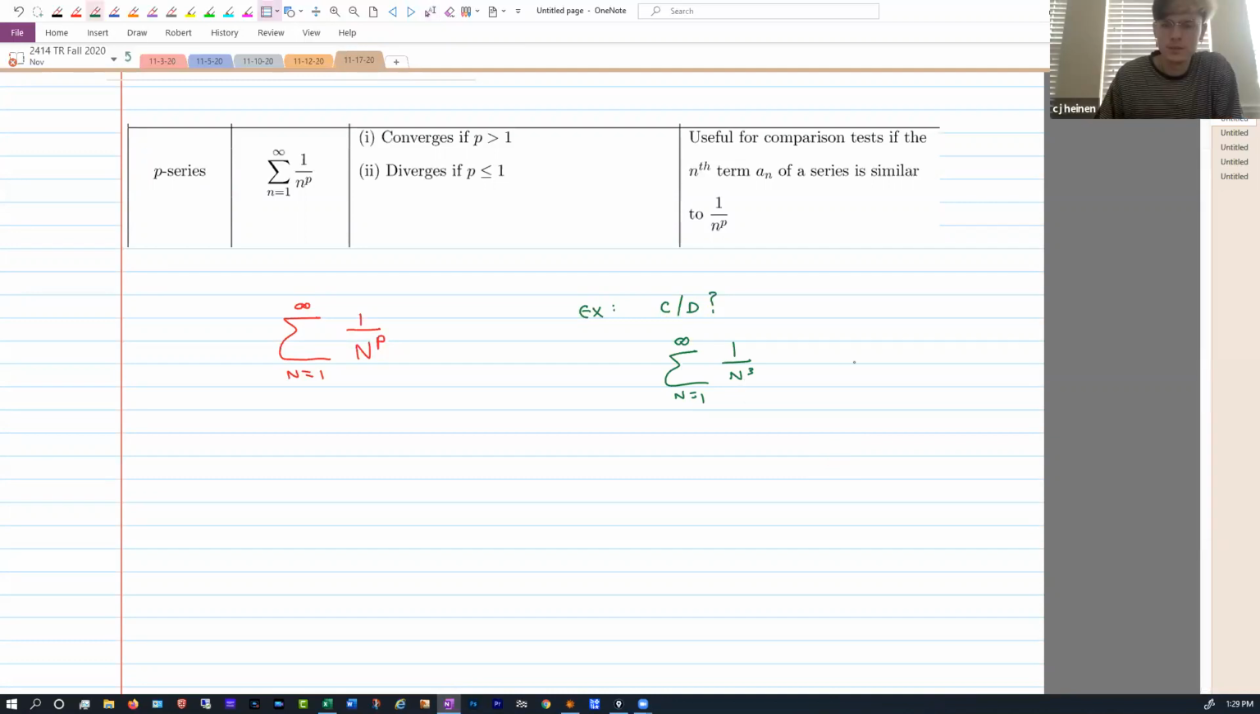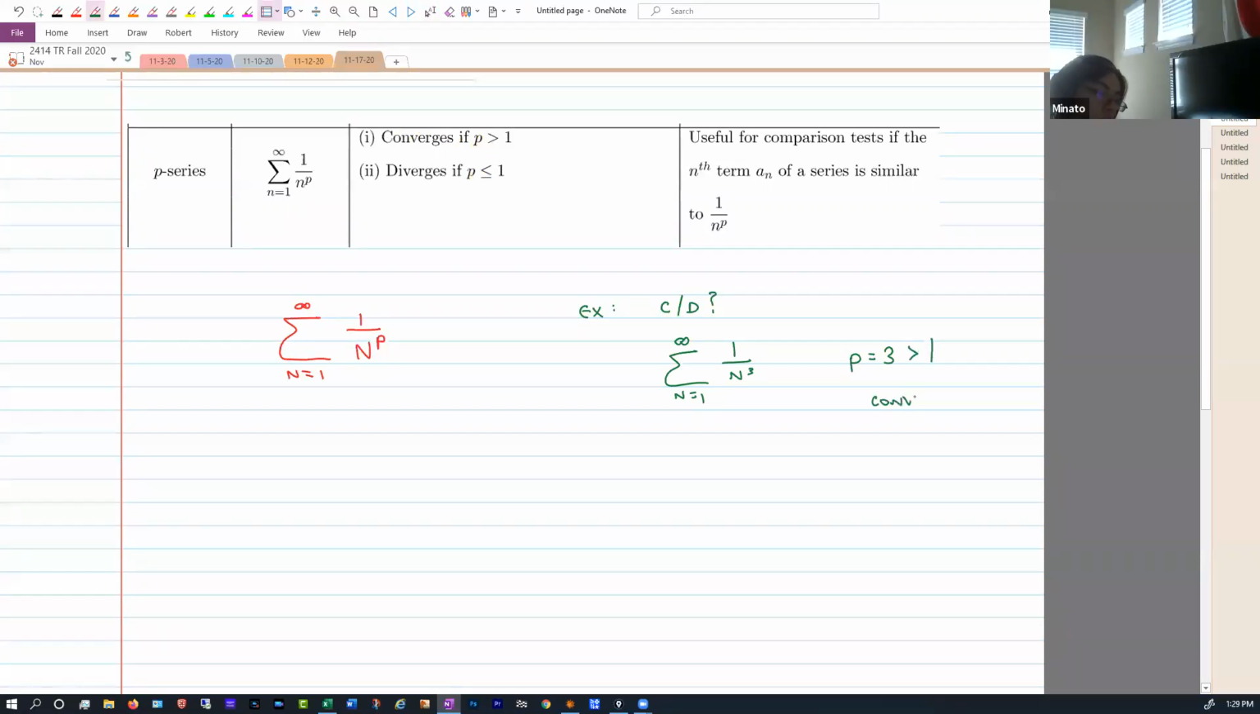Converges. This is a p-series. What's p? The power on n is 3, right? And so according to the formula, if p is bigger than 1, it converges. All right, you don't need to show me anything else. That is a convergent series.